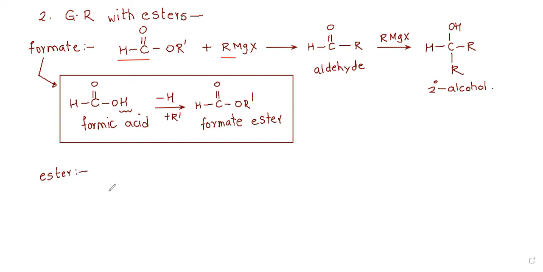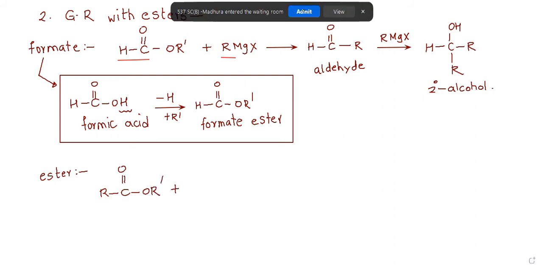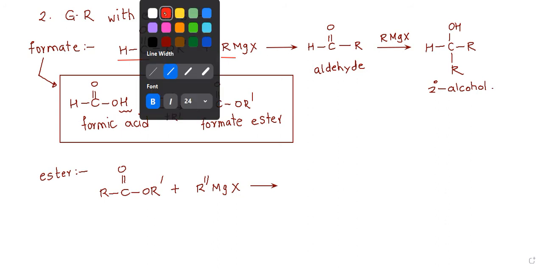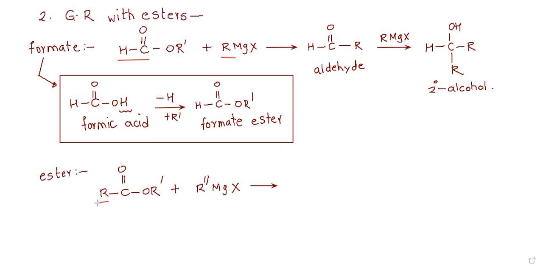For example, RCOOR'. That means this H is not there. Now this is R. Maybe this R and this R' might be same or different, like CH3 group, C2H5, anything is possible. And treated it with Grignard reagent. Can anyone tell me the first product using the same trick as above? From this, RC double bond O with R from Grignard, and instead of OR' we put R, just the same trick used above. See what we got here, a ketone.